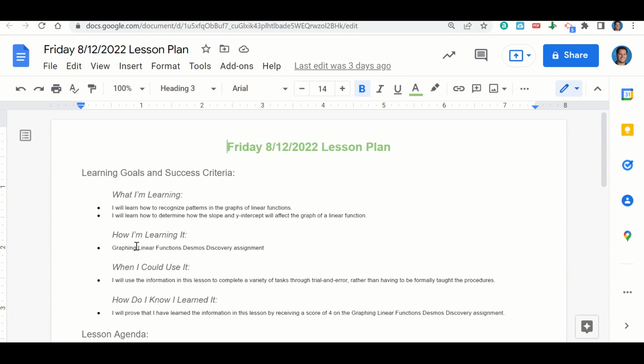How are we learning it? Through the Graphing Linear Functions Desmos Discovery assignment. When could we use this? To complete a variety of tasks through trial and error rather than having to be formally taught the procedures. How do we know we learned it? By getting a score of 4 on the Graphing Linear Functions Desmos Discovery assignment.